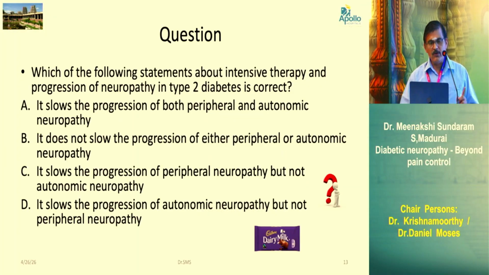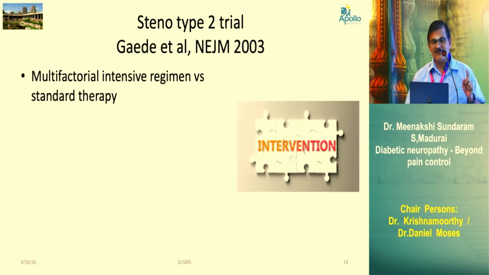So that is a question for you all. When you have a diabetic neuropathy, which one of the following about the progression is correct? When you have intensive therapy, it slows the progression of both peripheral neuropathy and autonomic neuropathy. It does none. It does one but not the other. Choose the answer from this ABCD. That's relevant to us. C. Who said C? So I'm going to give you a chocolate. I'll give you an answer for this.